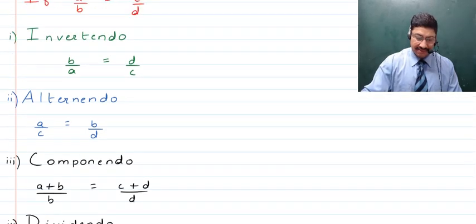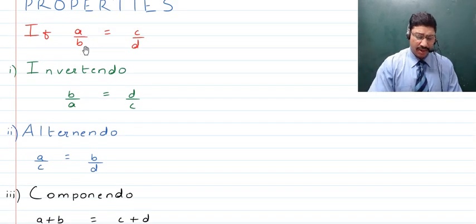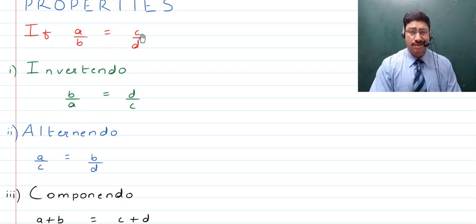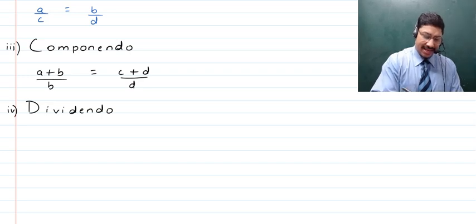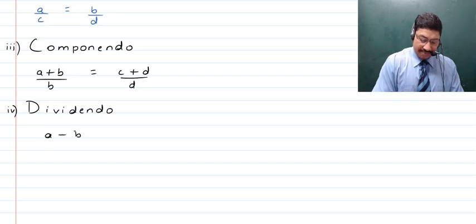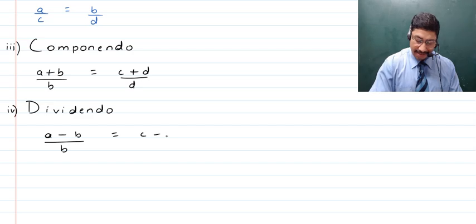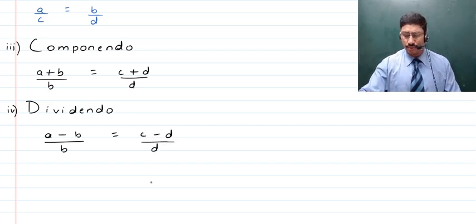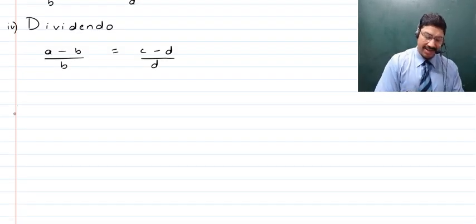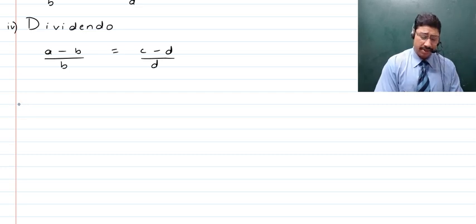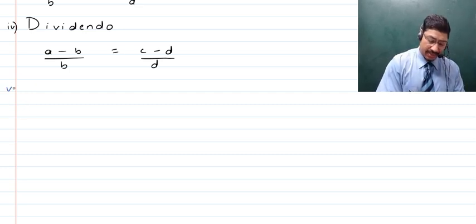Now, after componendo, we have dividendo. Well, what happens in dividendo is, we already should be having A upon B to be equal to C upon D, and then if we can say in dividendo that A minus B divided by B to be equal to C minus D divided by D, then we call it to be dividendo. Now, children, lastly, we have one very important thing, which is the combination of the last two, that is componendo and dividendo.